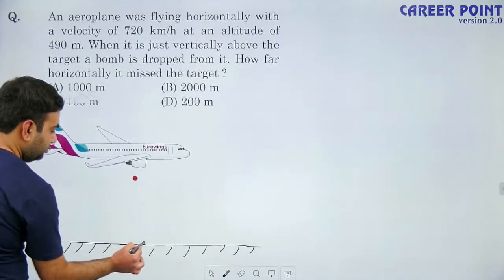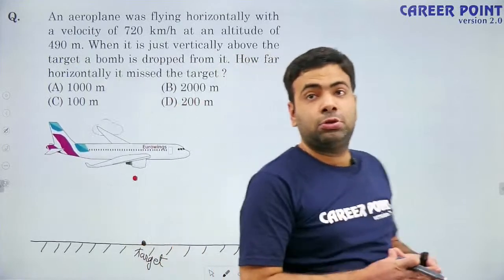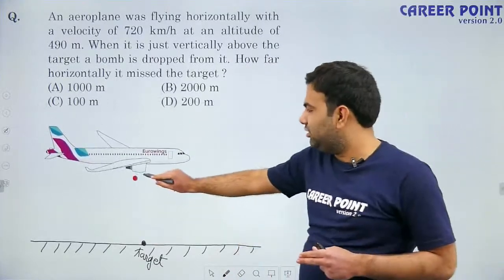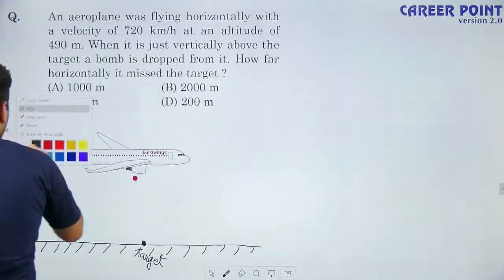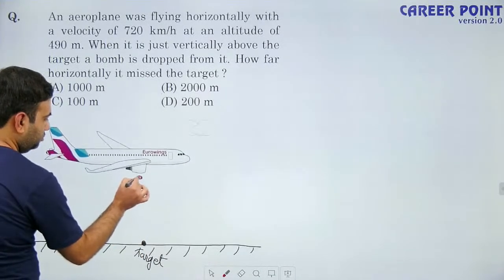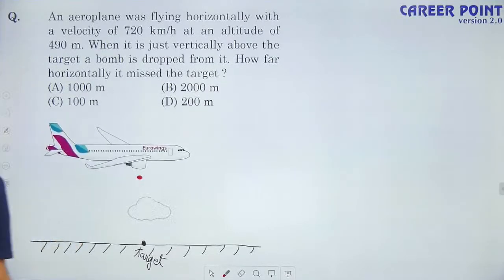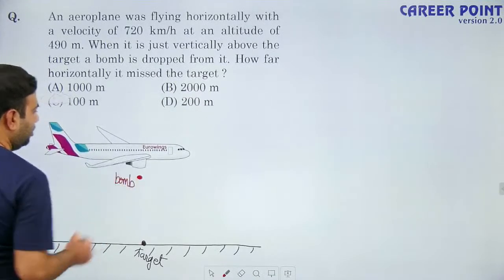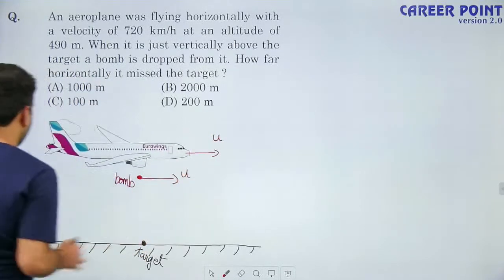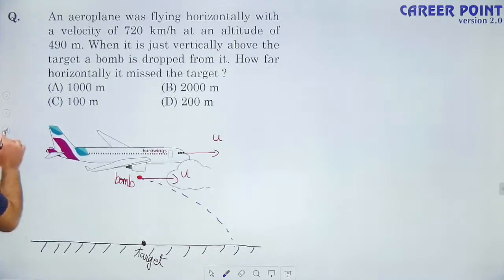Okay, suppose this is the target, and the plane is throwing the bomb when it is just above the target. Now think, will this bomb hit the target? Yes or no? Suppose initial velocity of plane is u, then initial velocity of bomb will be u, and we know the motion of the bomb will be the projectile motion.